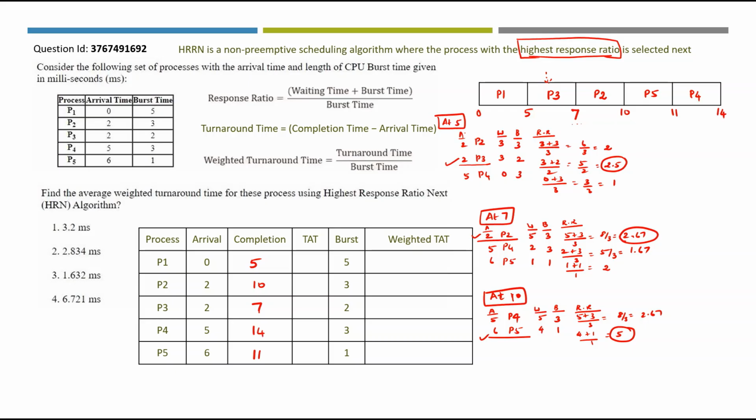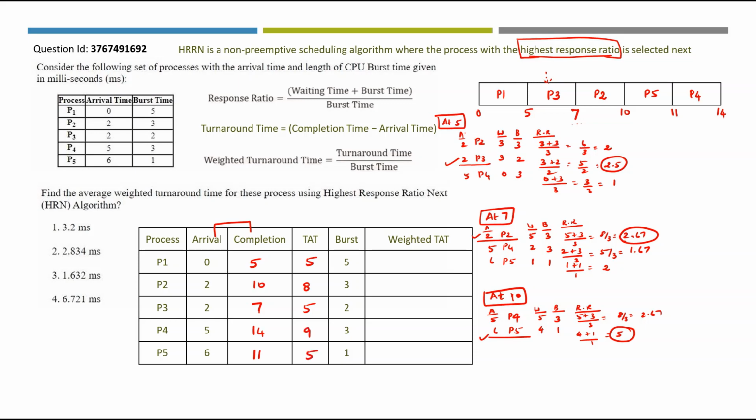What about turnaround time? It is completion minus arrival time. 5 minus 0 is 5. 10 minus 2 is 8. 7 minus 2 is 5. 14 minus 5 is 9. 11 minus 6 is 5.